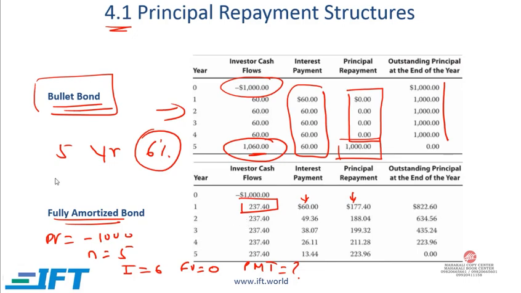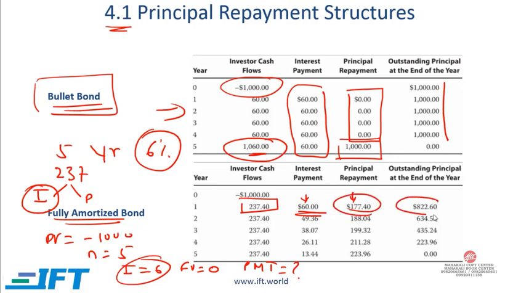Now the payment of 237 includes an interest component and a principal repayment component. The interest component every period is equal to 6% multiplied by the outstanding principal at the start of the period. At the start of period 1, the principal amount is 1000. 6% of 1000 is 60. The principal repayment then must be 237.40 minus 60, which is this number.